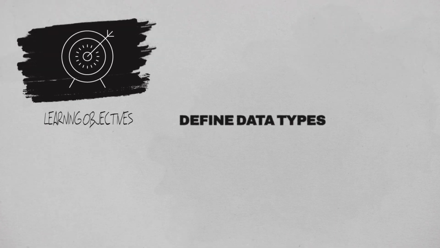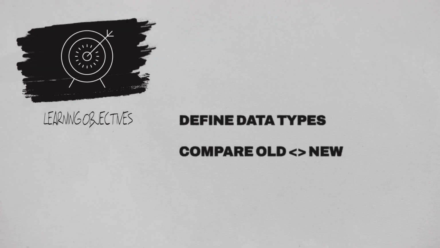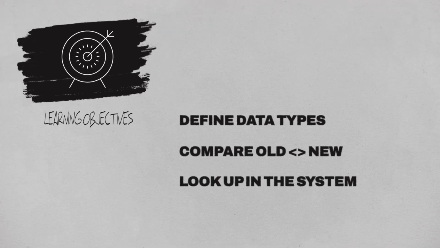Learning objectives your audience needs to achieve in this section of the training are to define important data, to compare legacy references with new ones, and to look up data in the system.